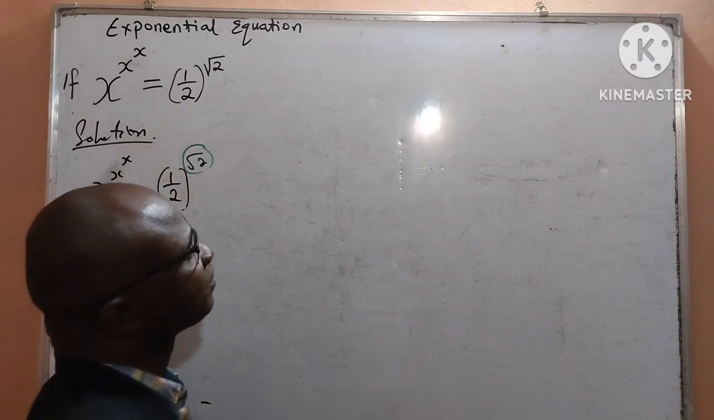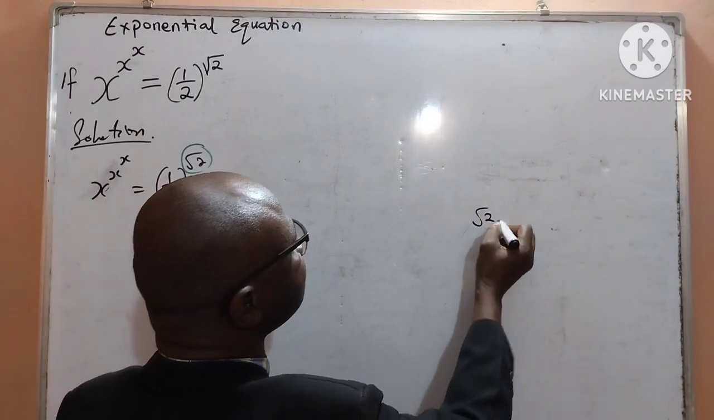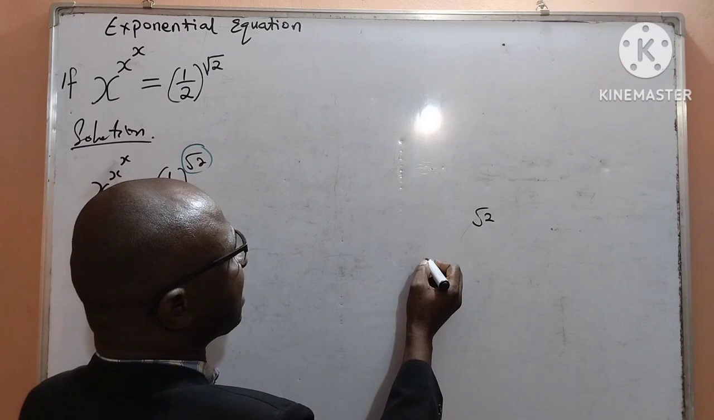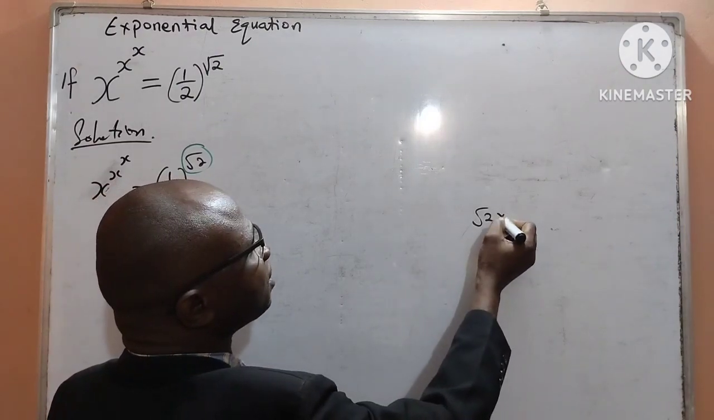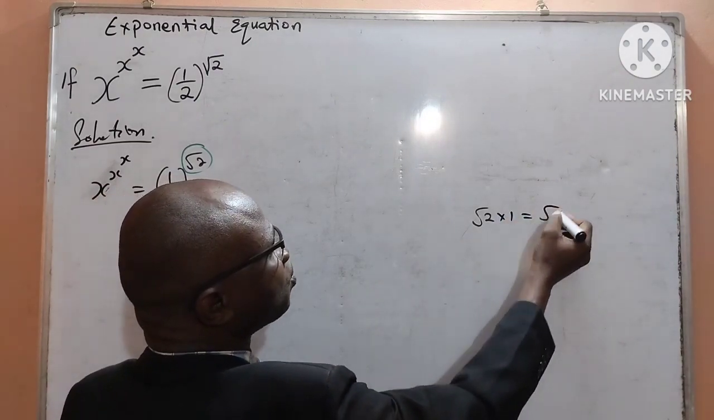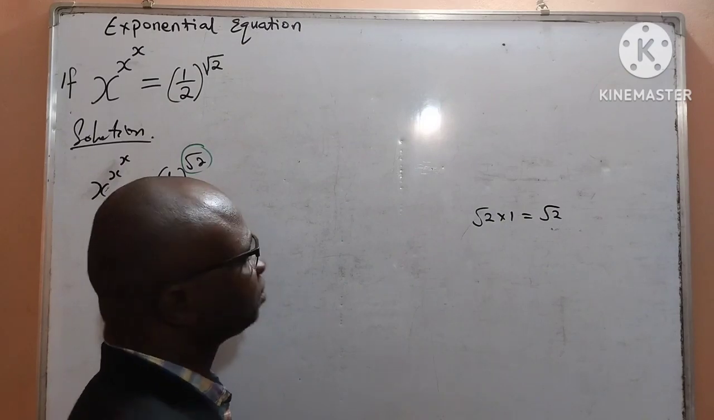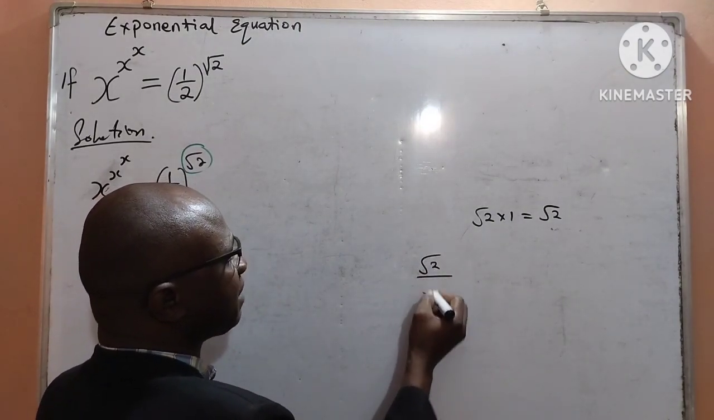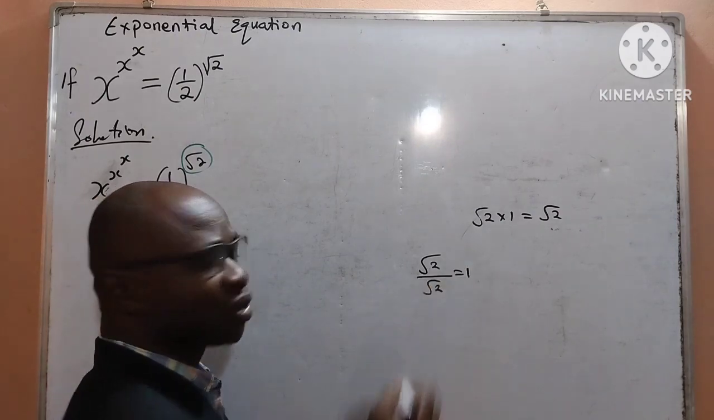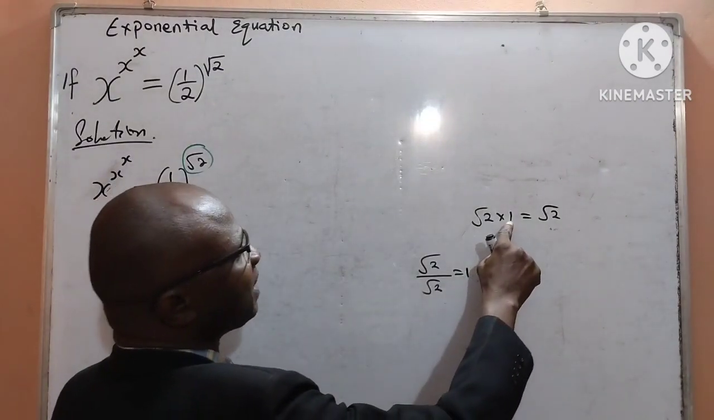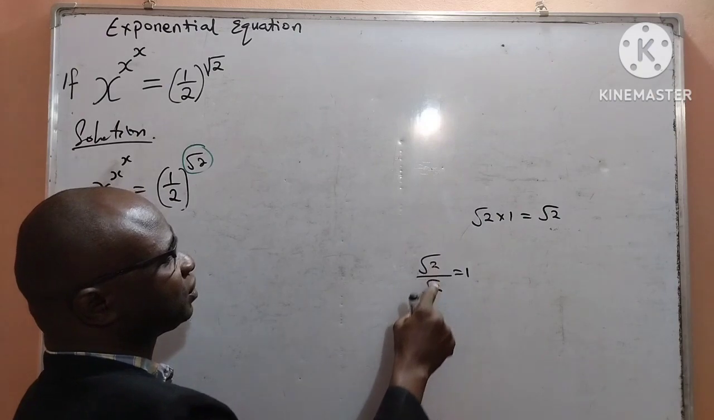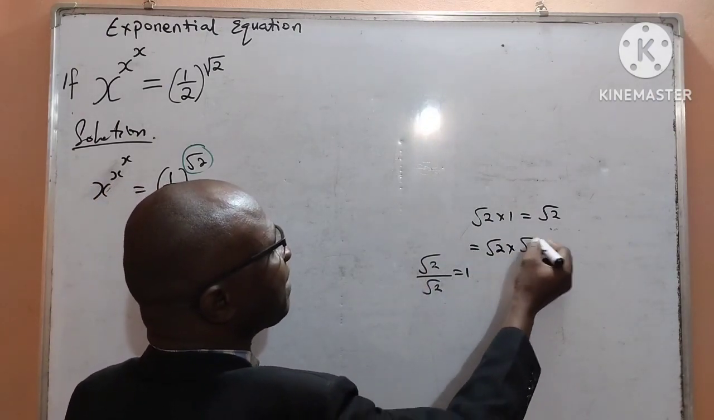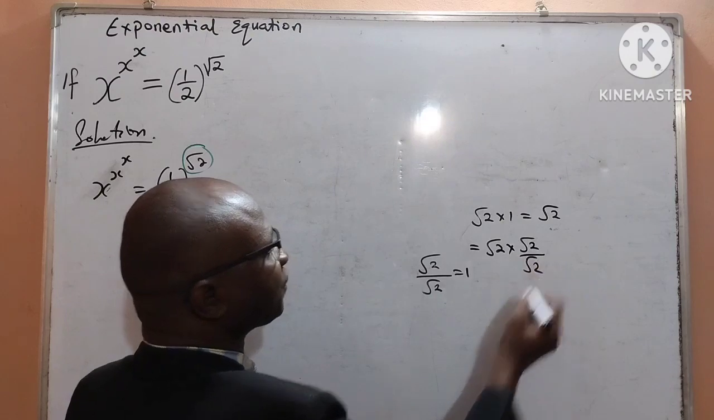And that means the square root of 2, I want to manipulate it now. You can agree with me that square root of 2 times 1 is equal to square root of 2. Also, you can agree that the square root of 2 divided by square root of 2 is equal to 1. Therefore, I can replace this 1 with the square root of 2 divided by square root of 2, which will now give me square root of 2 multiplied by square root of 2 all over square root of 2.